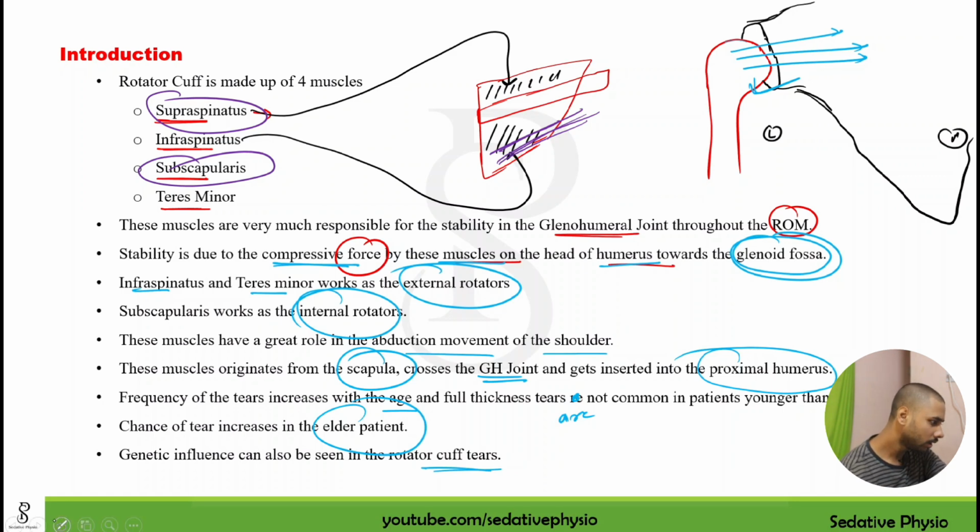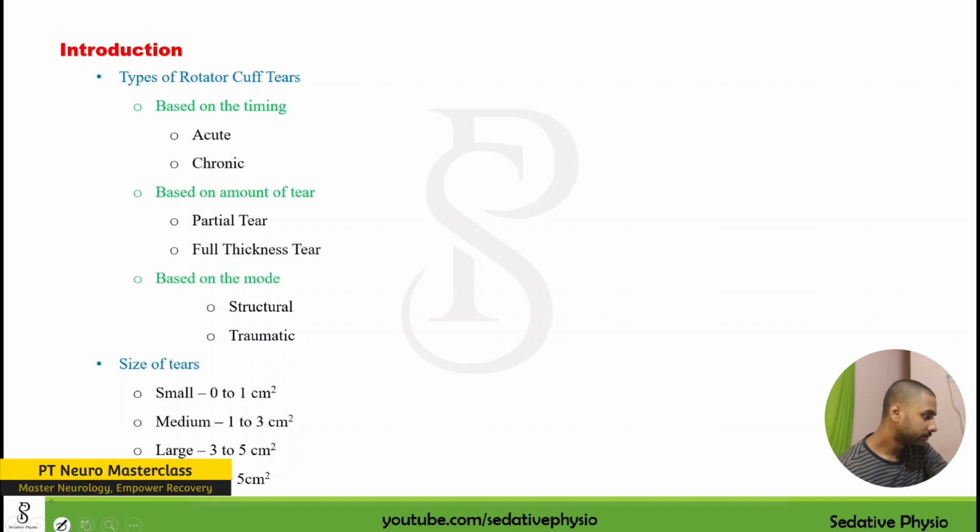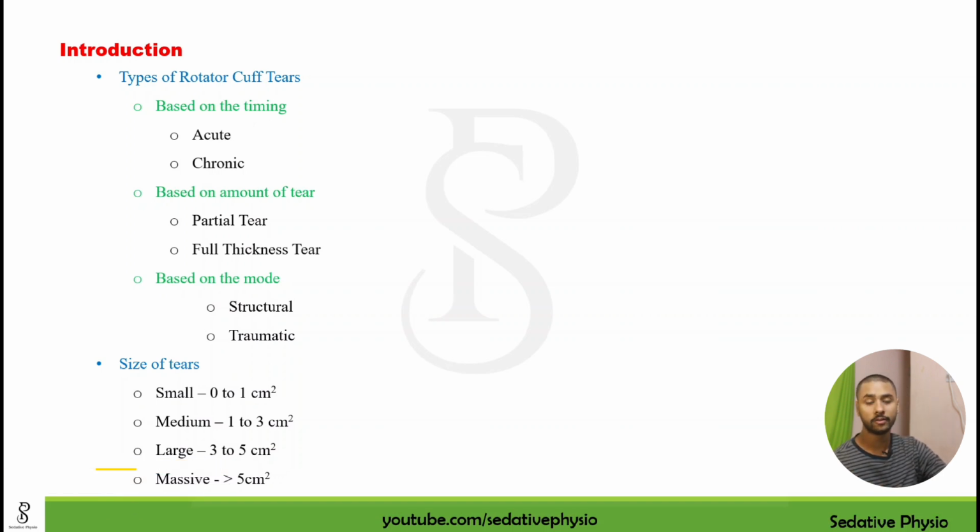Okay, now we have different types of rotator cuff tear that I told you way back in the last slide. So rotator cuff tear classification is based on different factors basically. The first factor is based on timing. On the basis of timing, it can be an acute or a chronic rotator cuff tear. Chronic rotator cuff injury is very difficult to recover, but still we can recover it, but it is very painful.